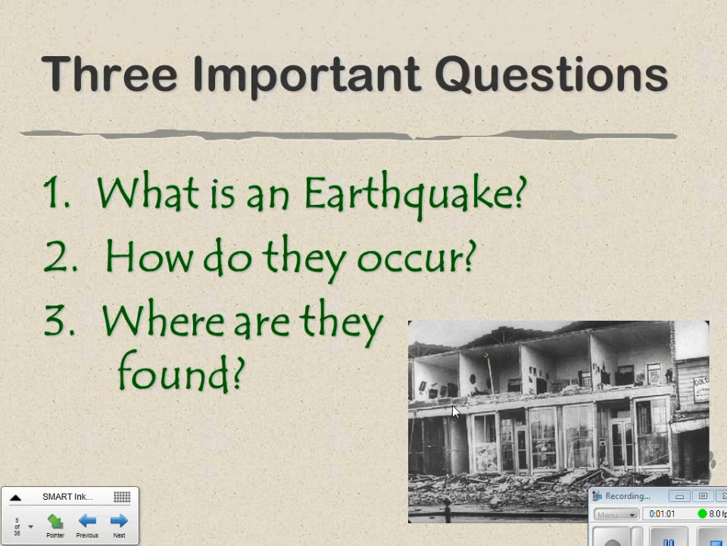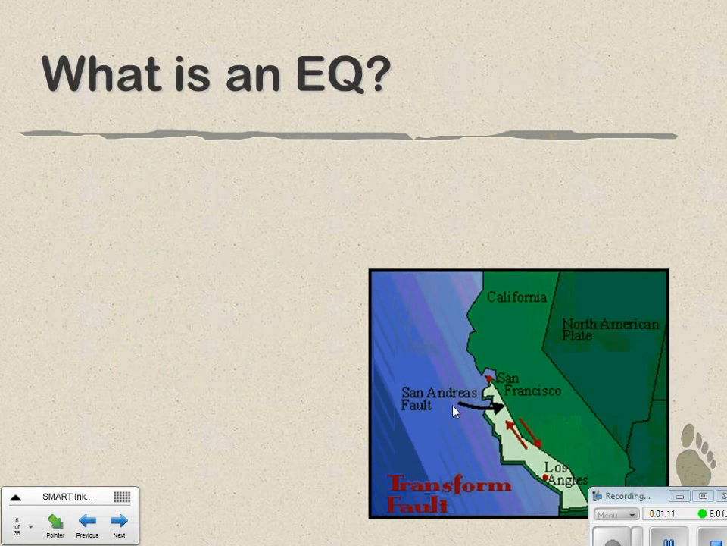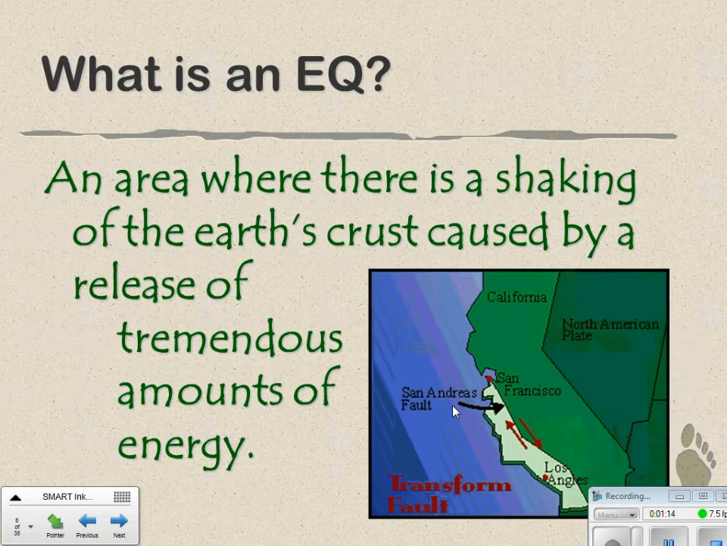3 important questions that you should be able to answer by the time we get through with this. What is an earthquake? How do earthquakes occur? And where are earthquakes found? What is an earthquake? An area where there is a shaking of the Earth's crust caused by a release of tremendous amounts of energy. And right along this transform fault along the western coast of California is where there are a lot of earthquakes because of these plates moving past each other.